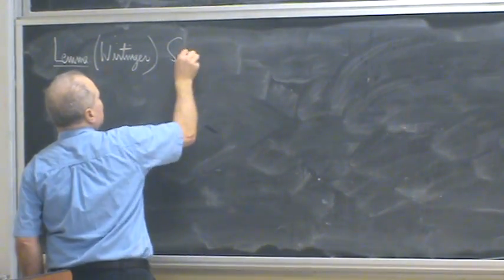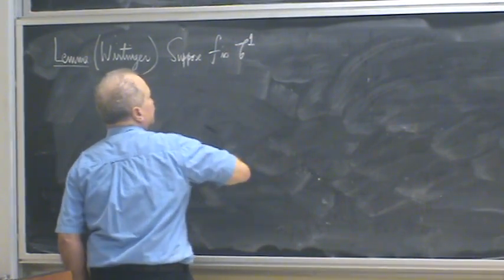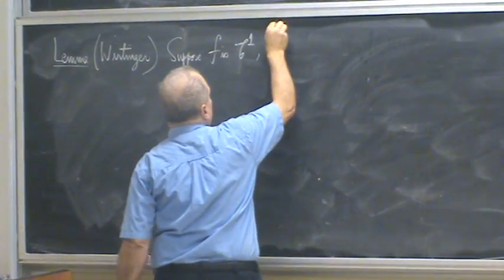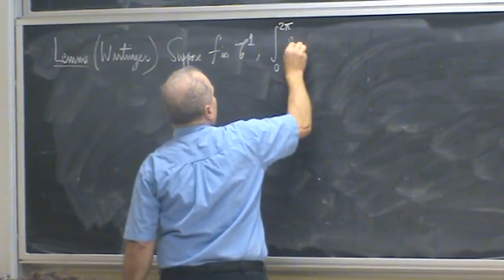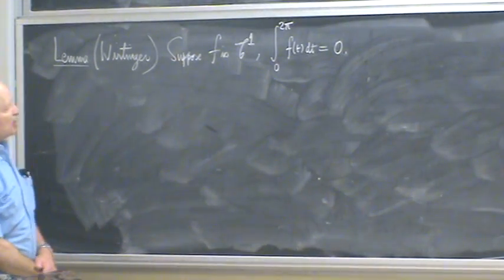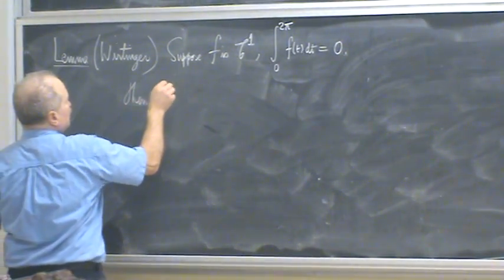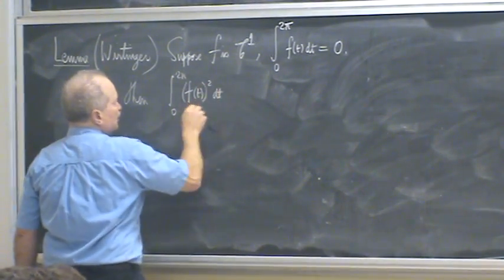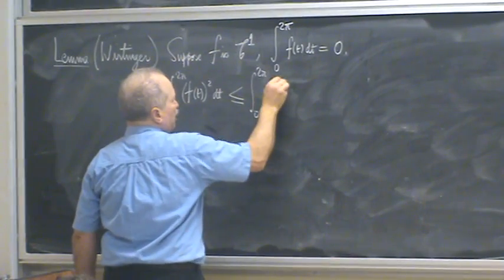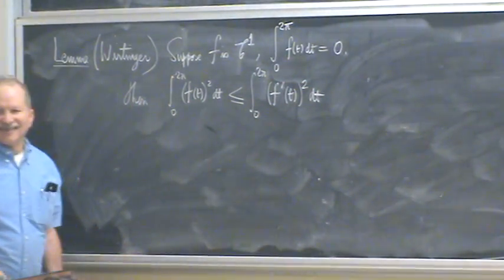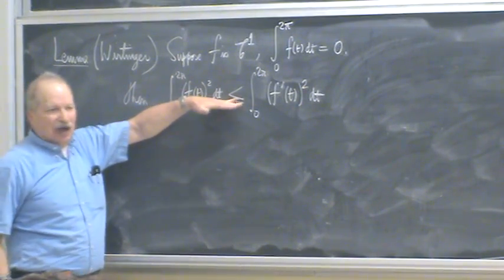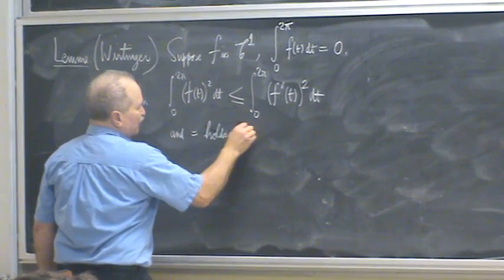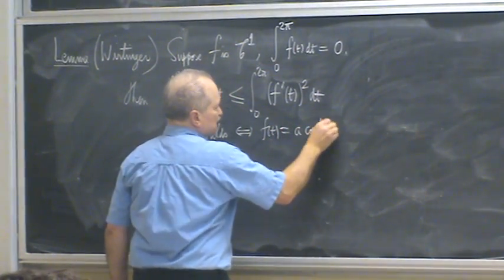It says, suppose f is C1, and I'm going to switch, instead of doing minus pi to pi, I'm going to shift from 0 to 2 pi. Just for reasons you'll see. Suppose the integral is 0, and you integrate from 0 to 2 pi. Then the integral from 0 to 2 pi of f squared is less than or equal to the integral of f prime squared. So this seems like a really good calc exercise. And equality holds if and only if f of t is some multiple of cosine plus some multiple of sine.